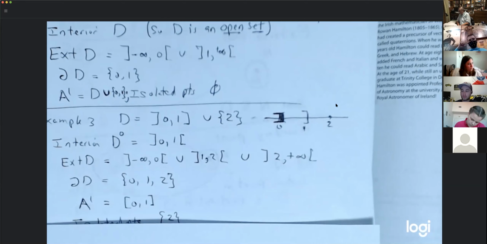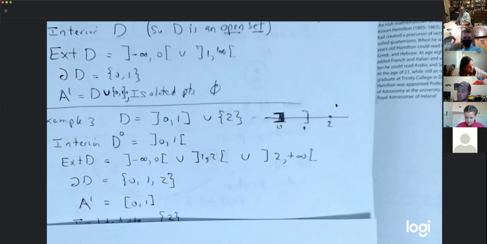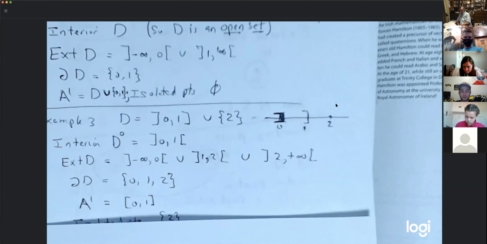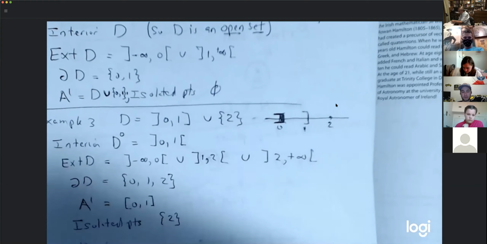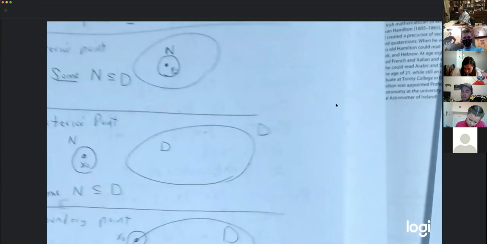What are the accumulation points? What points in this set can you get close to? And the answer is everything from 0 to 1. You cannot get close to 2. You can't be in the set and be close to 2 because there's a neighborhood around 2 that doesn't have anything of the set in it. Okay. The isolated point is just 2, and that's that. Okay, there's 6 examples. That's 3 of them, and I have 3 more, and they get harder.